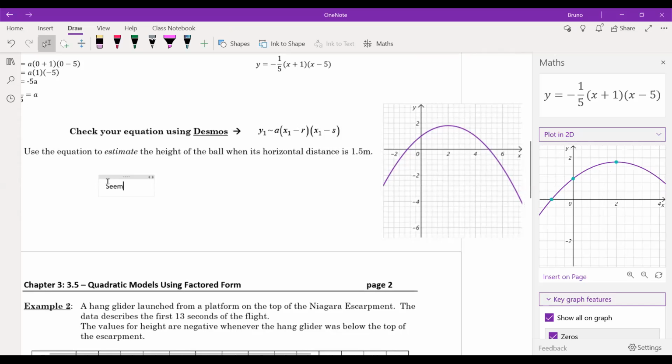So it seems like the estimated height of the ball is about, let's check that again. So again, horizontal distance is 1.5 meters, so that's your x. Looks like it's about 1.75.